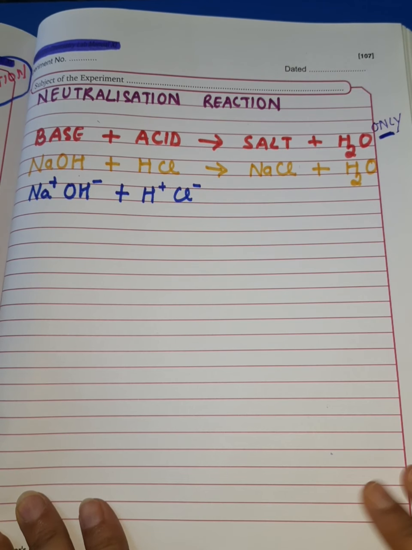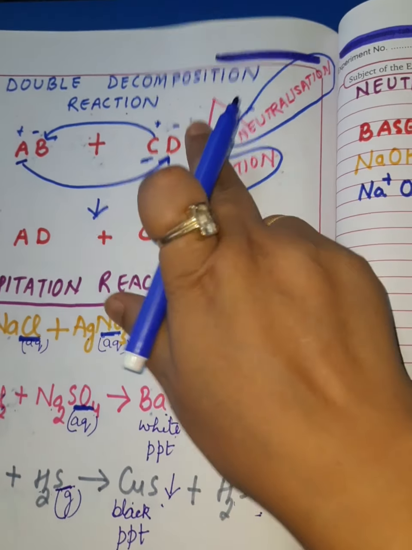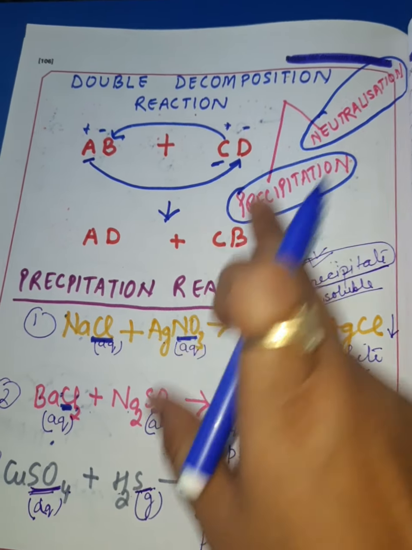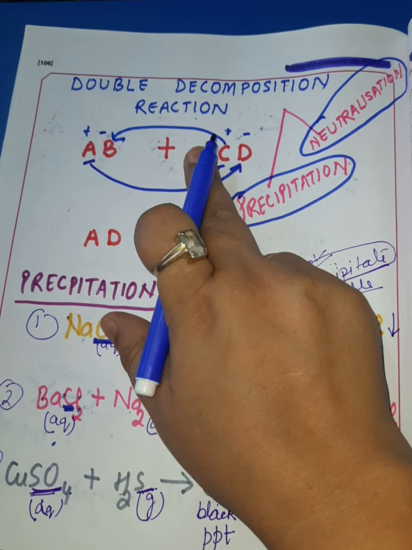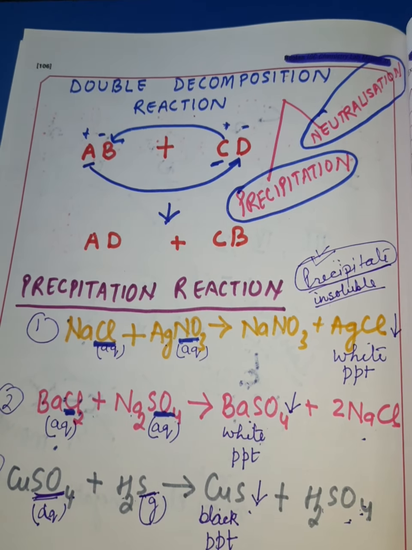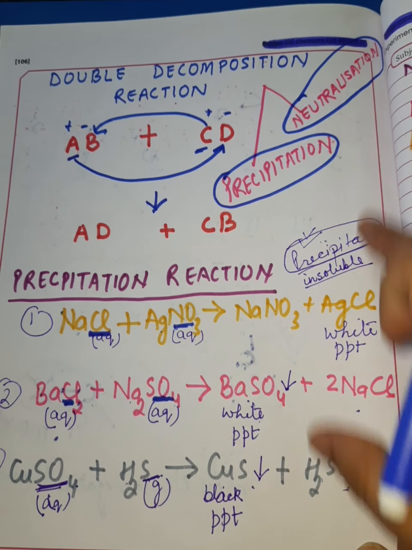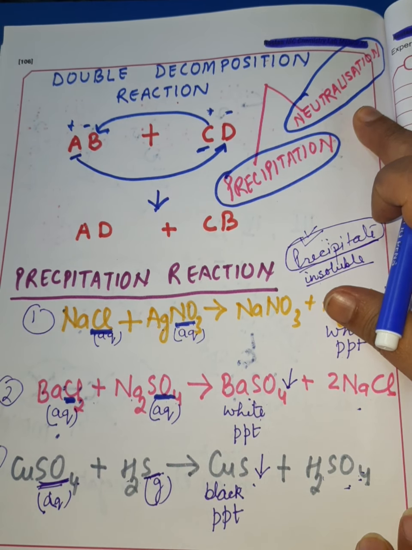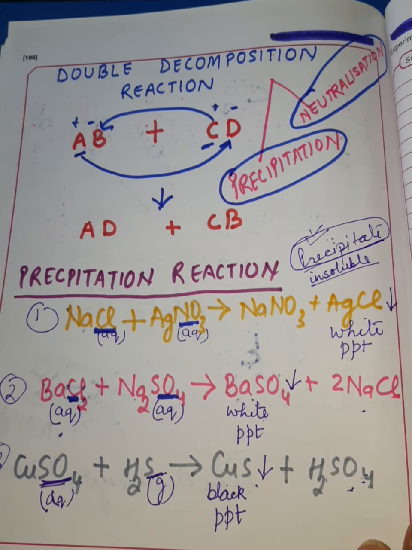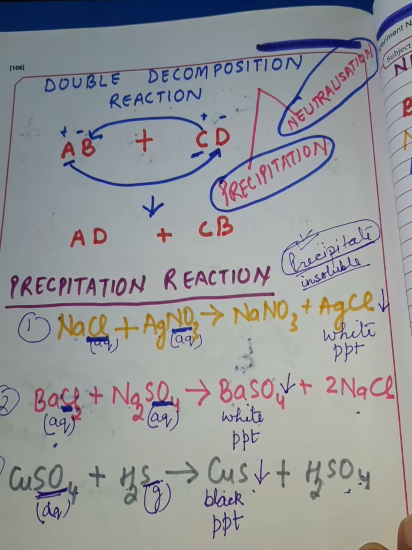Hello my dear students, this is a continuation of my previous video on double decomposition reaction. In that video, I explained double decomposition reaction and its two types, precipitation and neutralization. I thoroughly explained precipitation reaction, but I didn't speak about neutralization reaction. So in this continuation video, I will be teaching you neutralization reaction as a type of double decomposition reaction. So let's have a look now.